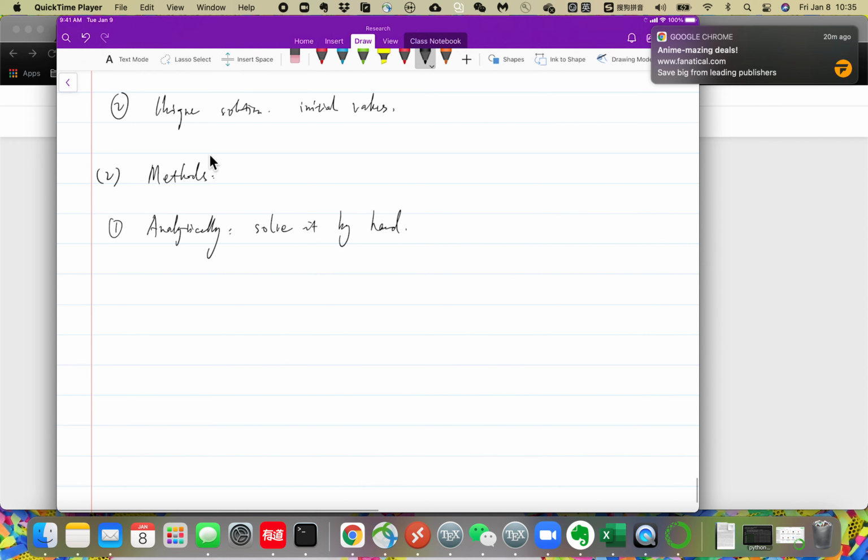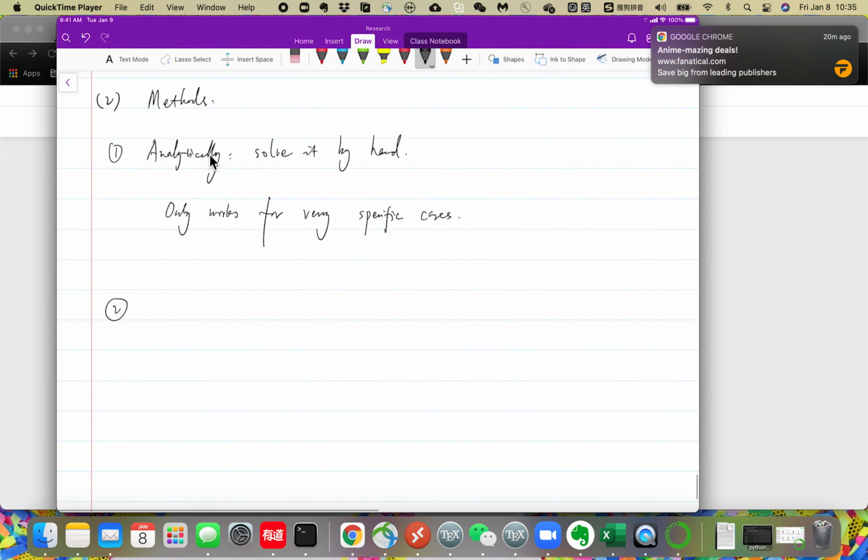In general, this only works for very, very, very easy ones, or very, very specific ones. Which means in general, solving a random differential equation is just impossible. It's impossible to solve it by hand. All right, then what's the alternative? The alternative is to solve it numerically, which means you do it by computer.